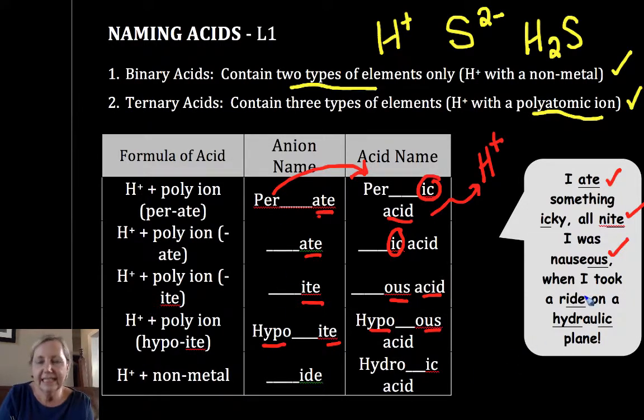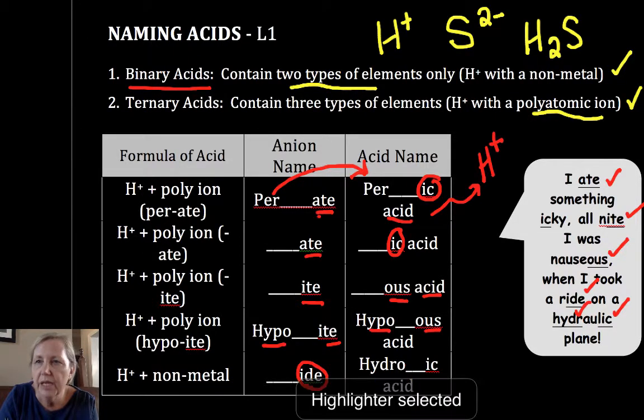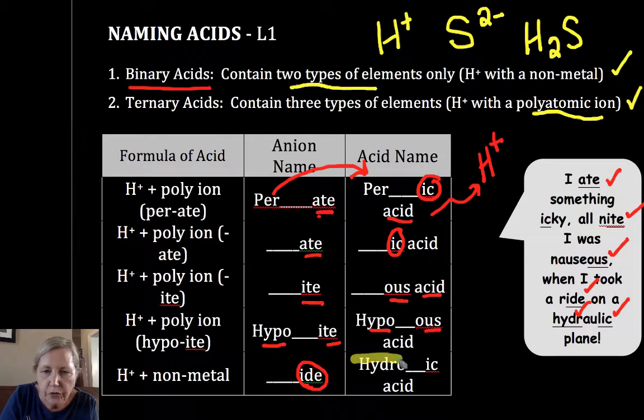Okay. And the last, we were really struggling on this, but we found one. I took a ride on a hydraulic plane. So if it ends in ide, and that's for the most part our binary acids, there is an exception, but if it ends in ide, this is the only time. Note in this case that I added a prefix. Up till now, I have not added a prefix. I have not dropped a prefix. This time I added a prefix and changed the ending to ic.